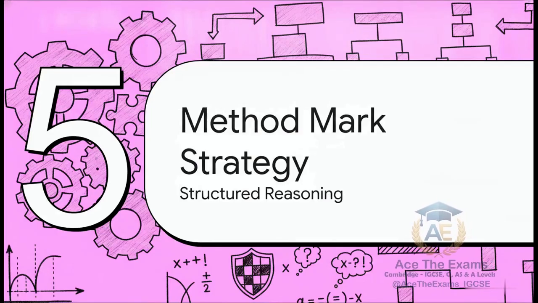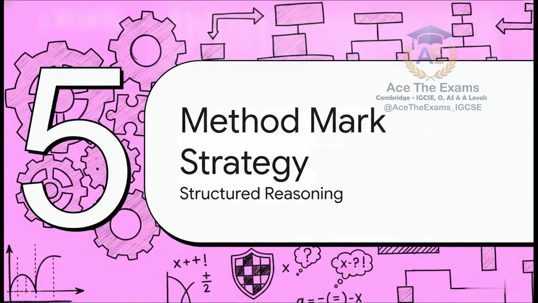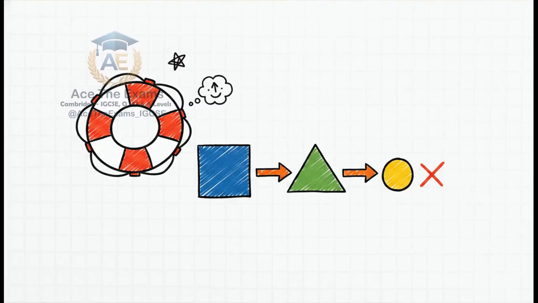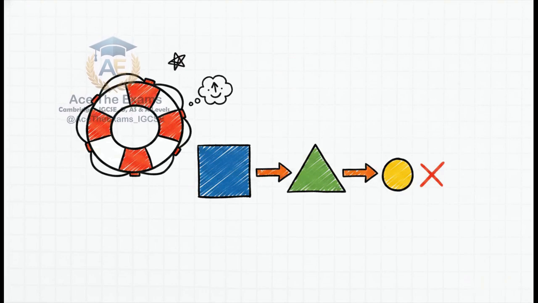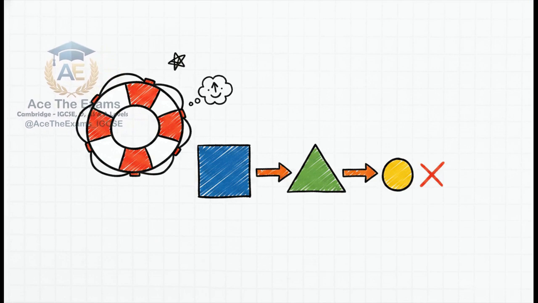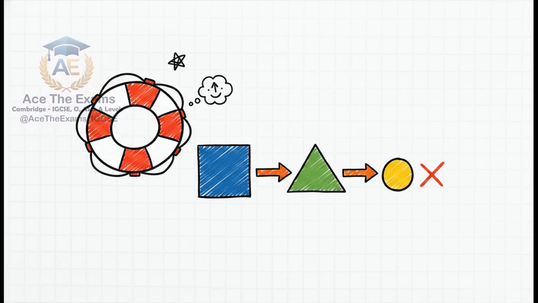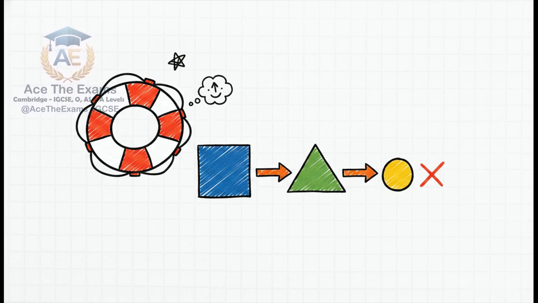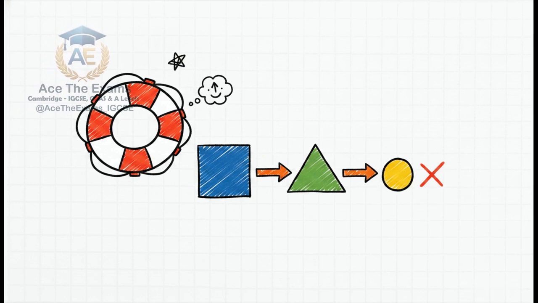Finally, Section 5, the method mark strategy, securing every possible mark through structured reasoning. Guys, this is literally an urgent alert directly from the examiners. Students lose massive amounts of marks simply by not showing their working. It is the ultimate safety net. Even if you make a silly arithmetic error and your final numerical answer is completely 100% wrong, systemically showing your analytical process guarantees you pick up method marks. It can entirely save your grade.